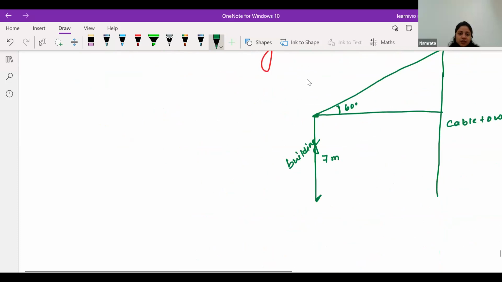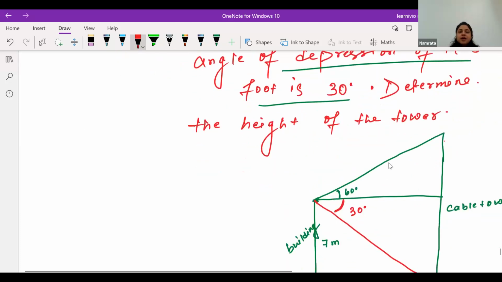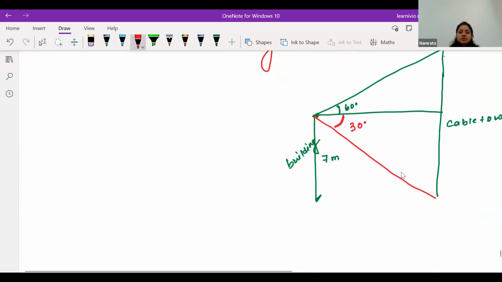So if we take the angle of depression, we know depression means going down like this. This is the angle of depression. Okay. Top of the cable tower, it is elevation, and foot of the cable tower, it is depression. That is given as 30 degrees. Now what we have to find? We have to find the height of the tower. This is the complete figure.